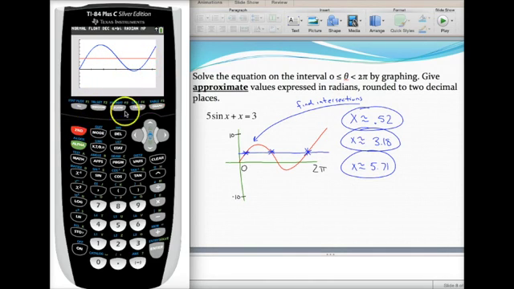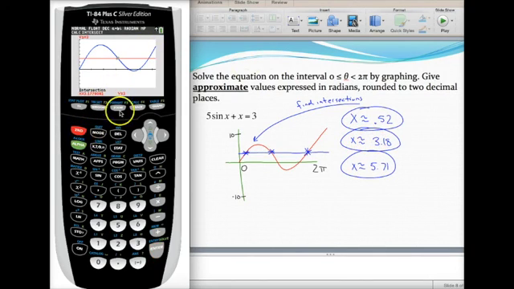So to find those, I'll press second, trace, and then select option 5, intersect. And all you need to do is, using the left and right arrows, just trace close to one of your solutions or intersections, press enter 3 times, and your calculator will find that first approximate solution. So about 3.17 or 3.18 if I round is my first.